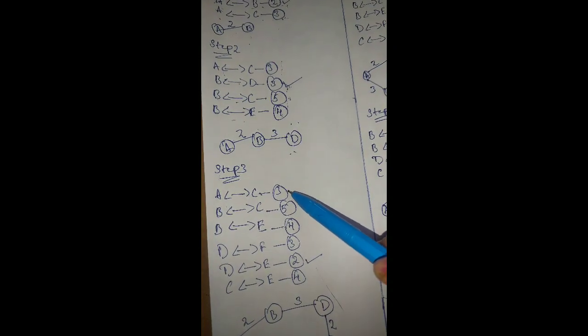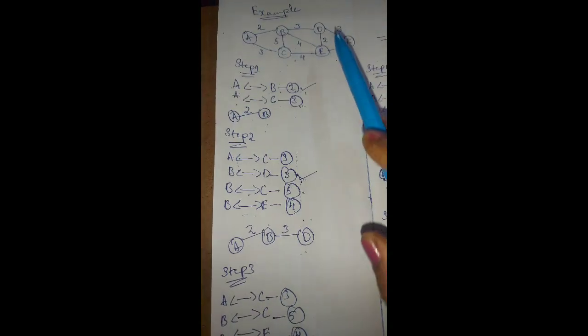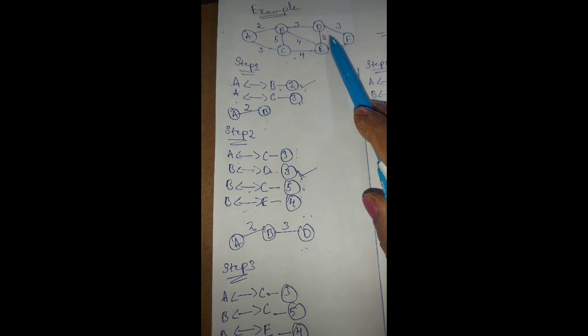So A to C, B to C, B to E, and continue the edges D to E and D to F and C to E also. Okay, so here all the others are also added, D to F, D to E and C to E. So here what is the minimum cost? That is 2. Here this 2 is the minimum value.